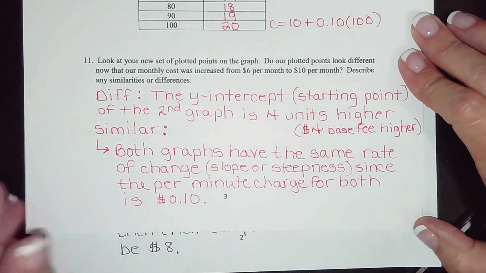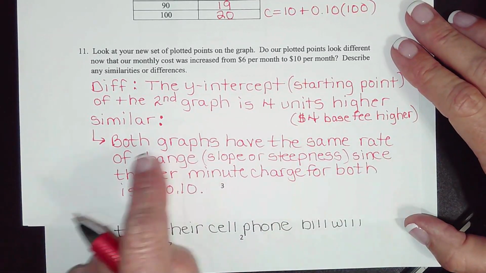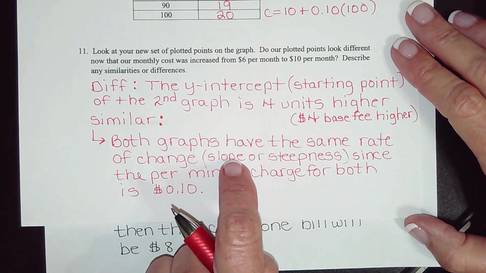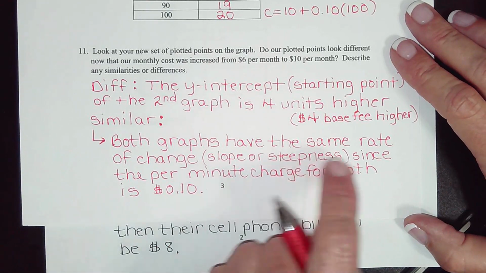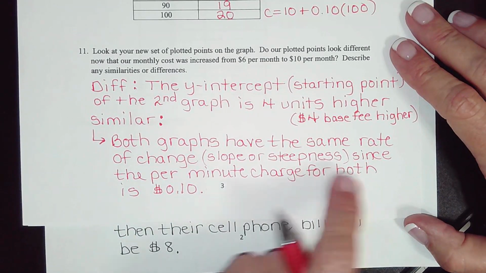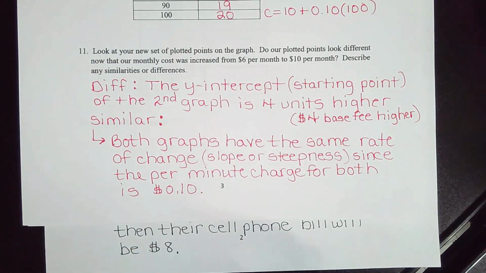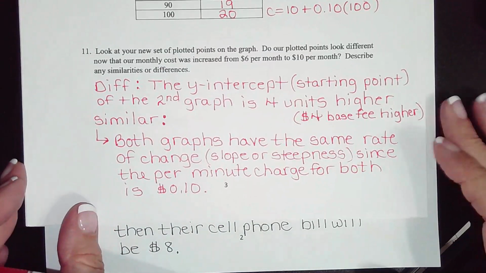I guess we don't have to say per minute again, right? So both graphs have the same rate of change, which is also called slope or steepness, since the per minute charge for both is 10 cents. So 10 cents per minute is called the slope of that line. It's going up 10 cents for every minute talked.